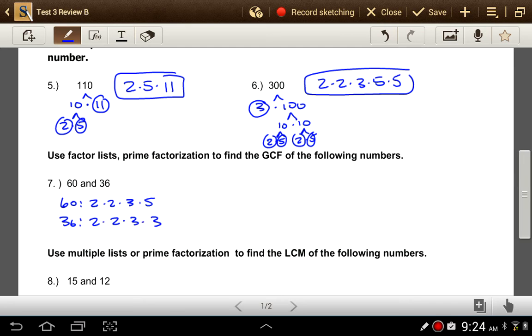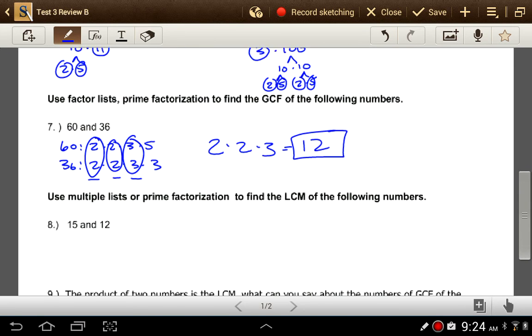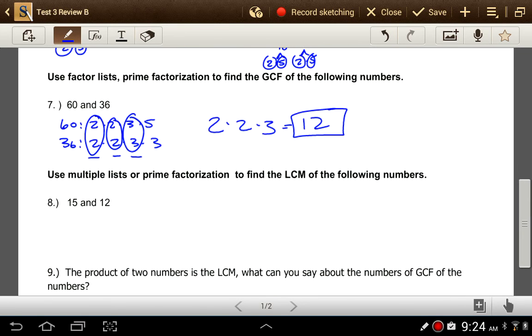I look to see what they have in common. They have a 2 in common. They have another 2 in common. And they have a 3 in common. They have 2 2's in common and a 3. Multiply them and I get 12. So the GCF is 12. Okay, number 8. Pause if you need to do number 8 and pause it real quick.